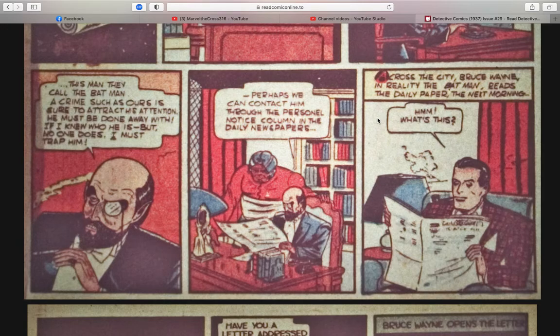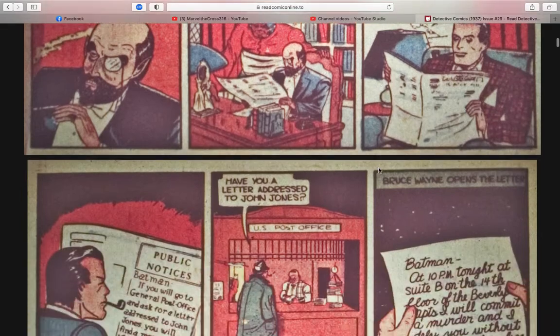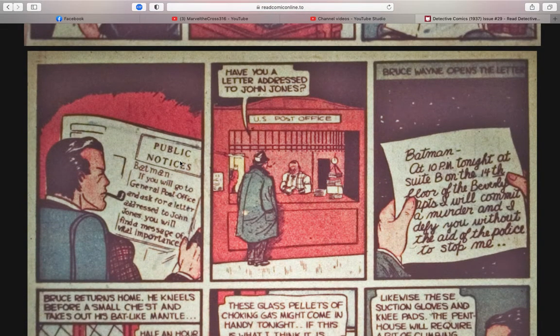So across the city, we see Bruce Wayne is reading this newspaper, and he comes across this publication that says, "Batman, if you will go to General Post Office and ask for a letter addressed to John Jones, you will find a message of vital importance." So Bruce Wayne goes to the U.S. Post Office, and he asks if there's a letter addressed to John Jones. He reads the letter, and it says, "Batman, at 10 p.m. tonight at Suite B on the 14th floor of the Beverly Apartments, I will commit a murder, and I defy you without the aid of the police to stop me."